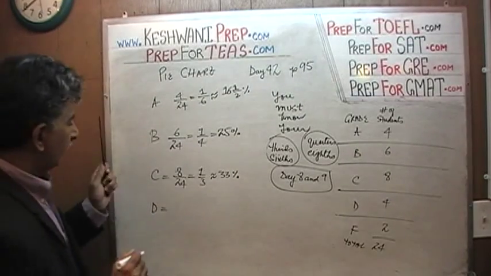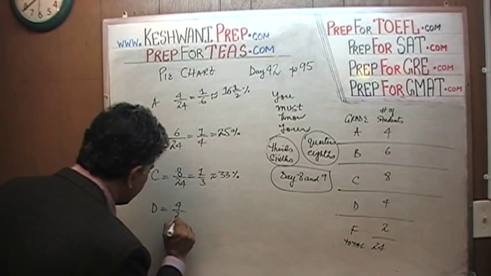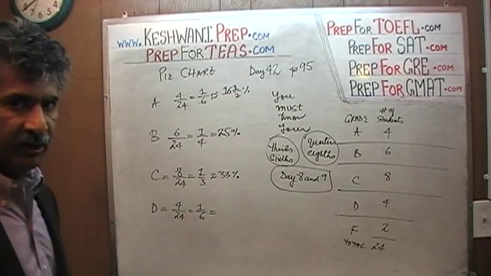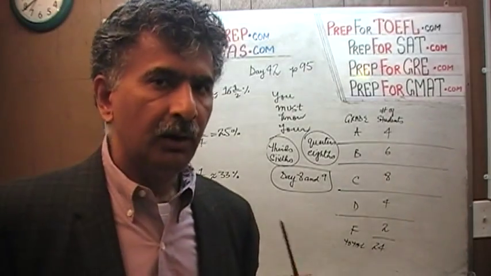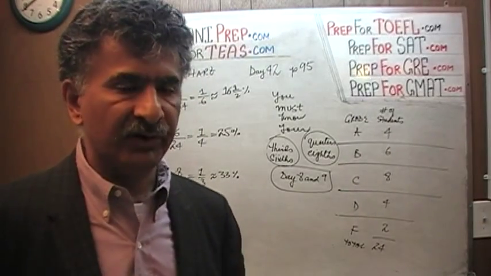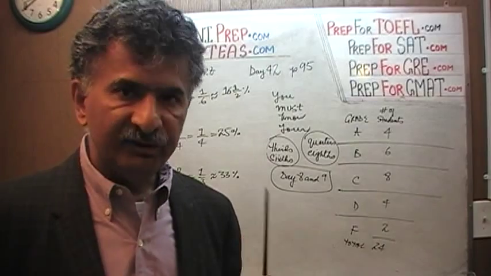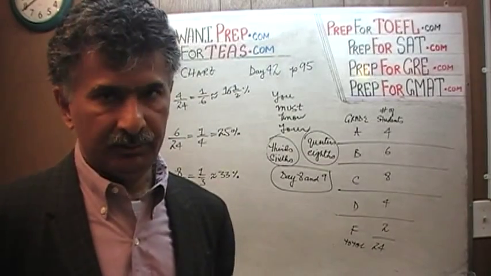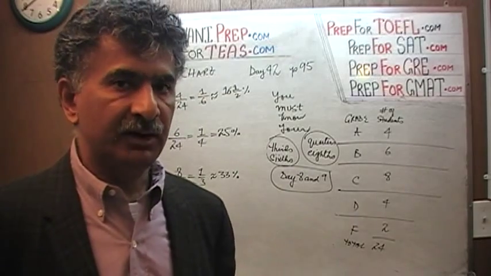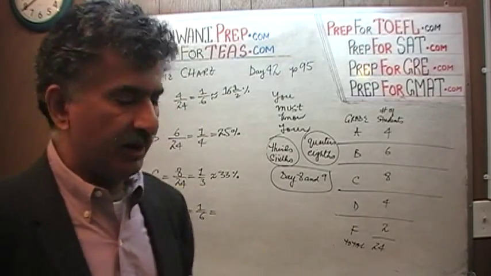D is 4. Well, right here we did the 4. 4 out of 24, which is the same as 1/6. And again, what percentage is 1/6? It is very simple to remember. 1/3 is 33%, and a sixth is a half of a third. One more time, a sixth is a half of a third. And if a third is 33%, then a sixth must be half of 33. Half of 33 is 16.5.